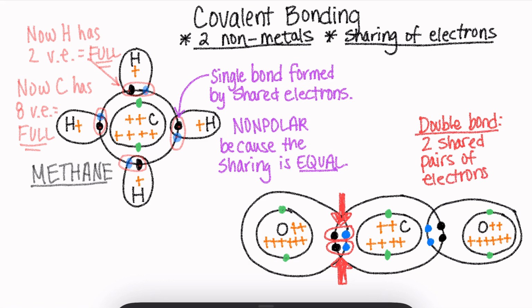And then here's another one right here. Do you see? There is, for this one, a double bond between this carbon and oxygen, and then another one right there. So these are double bonds, and this is also nonpolar because the electrons are going to be spending the same amount of time around the oxygen as they are around the carbon. So it's being pulled equally and shared equally.